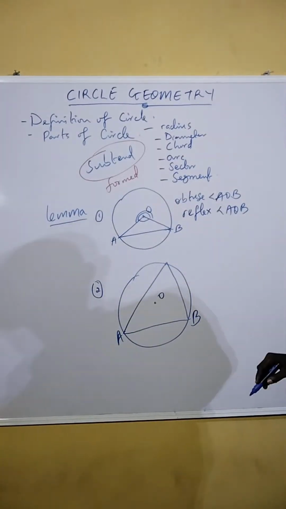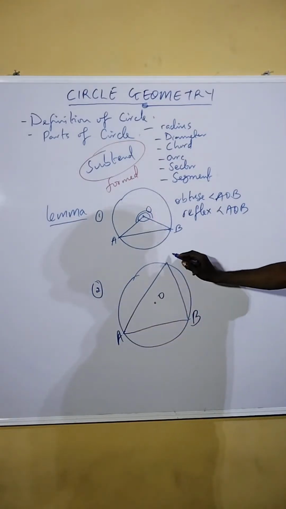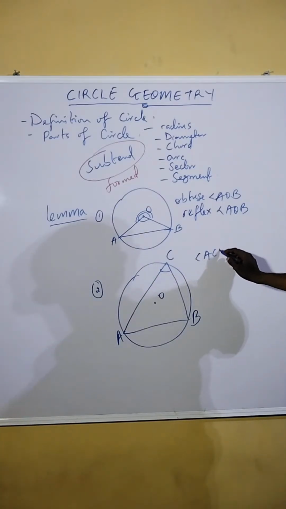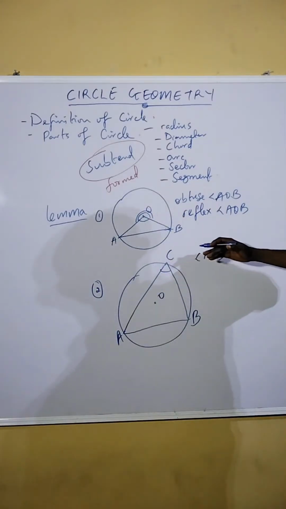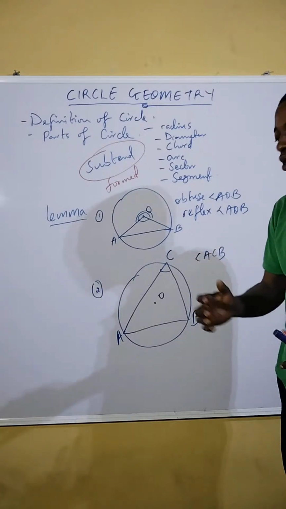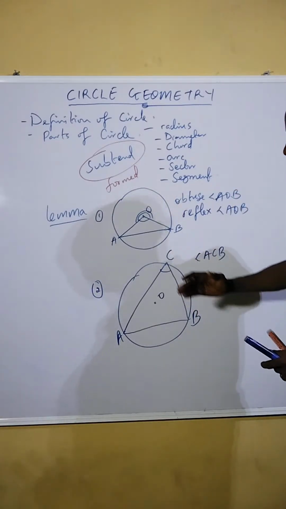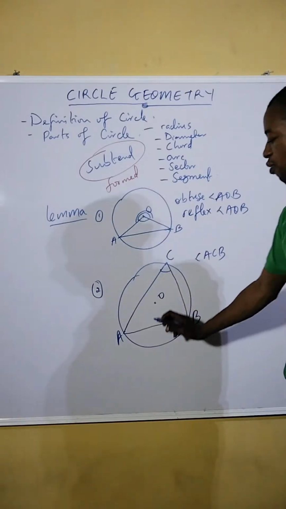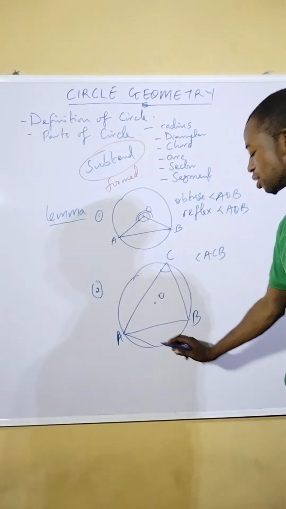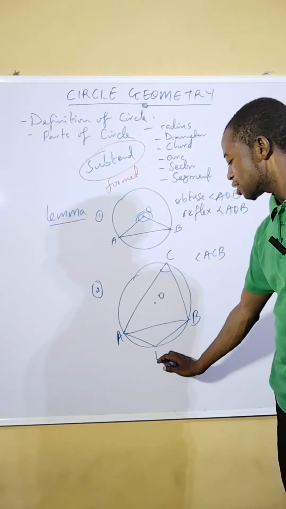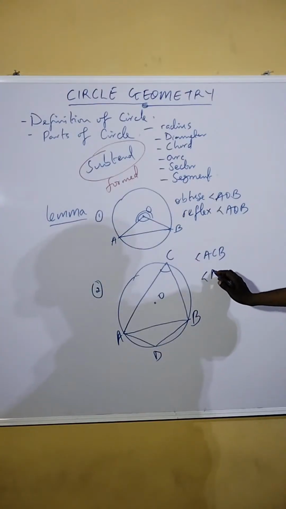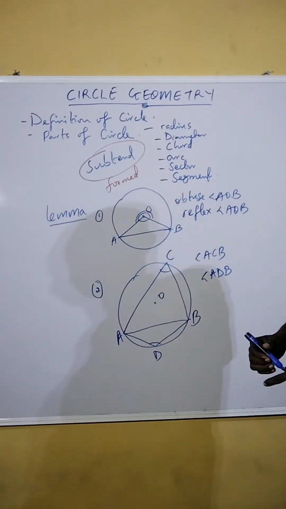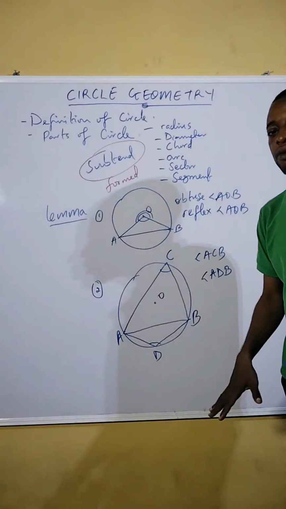Also, we form from these two points an angle at this point on the circumference, angle ACB, at the upper part, which is the major segment. Because a chord separates a circle into two segments, the minor and the major. Minor is the smaller one, while major is the bigger one. It can also form an angle at the circumference in the minor segment. We label this as D, and we have angle ADB. These two angles are formed at the circumference of the circle. So this is a lemma for us here.